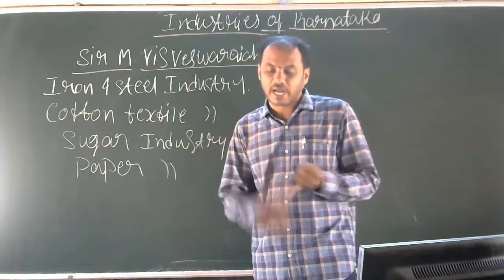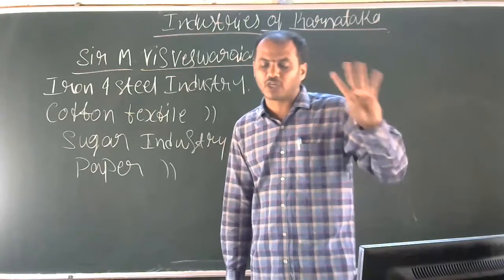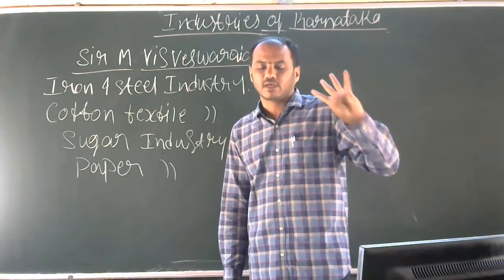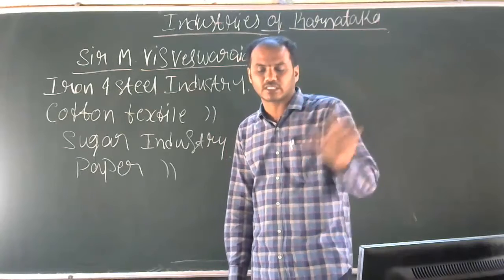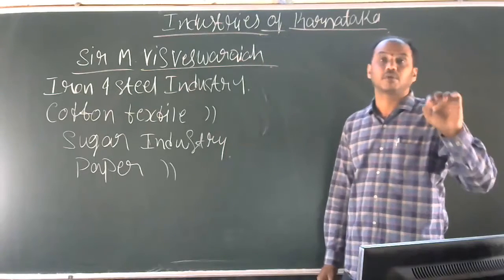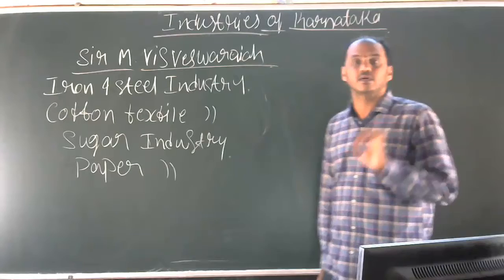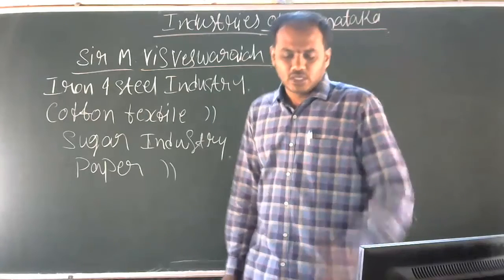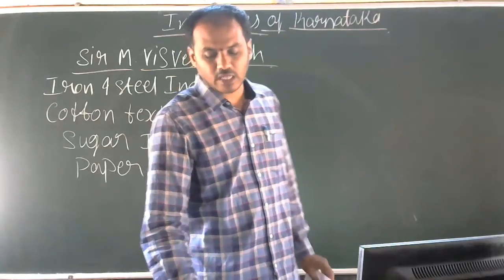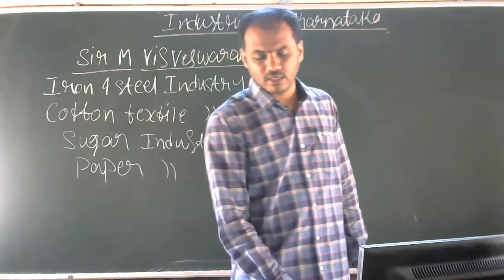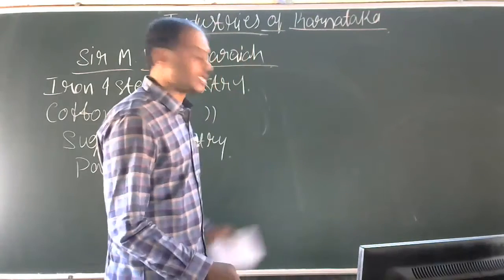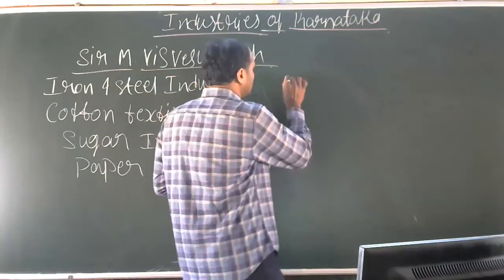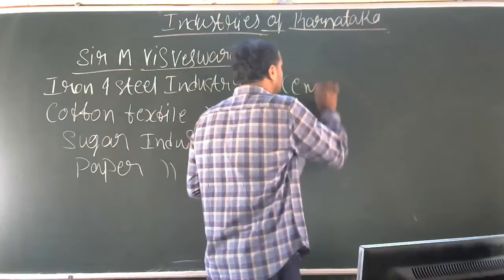Karnataka ranks fourth in the production of paper in the country. Karnataka produces 3.6 lakh tons of paper products per year. So next we'll move on to another important industry, required in modern days: the cement industry.